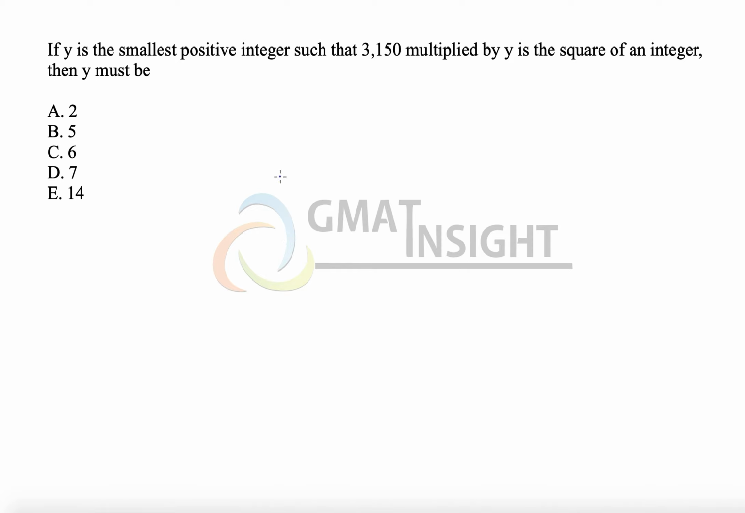If y is the smallest positive integer such that 3150 multiplied by y is the square of an integer. A square of an integer is also called a perfect square. Now let's quickly understand what perfect squares are.